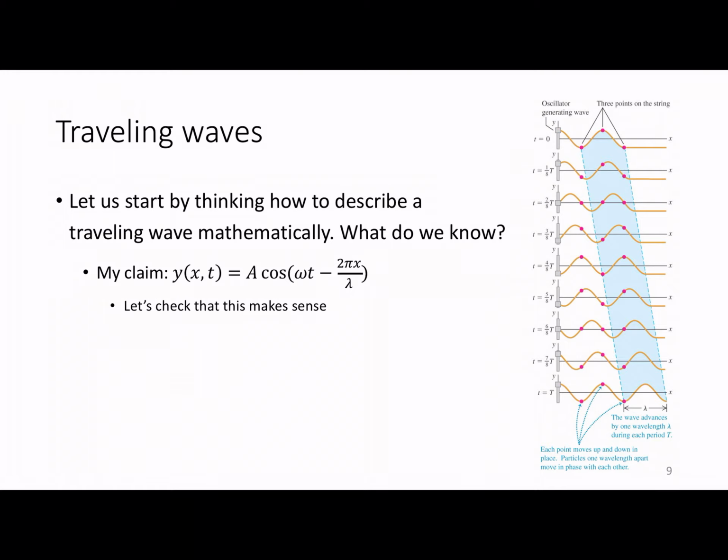The way we're going to satisfy all three of these rules is with the following equation: y is equal to A cosine of omega t minus 2 pi x divided by lambda. If you want to, you could add an arbitrary phase to this. We're going to set the phase equal to 0 for most of the work, just to make our lives a little bit easier. Okay, so let's quickly check that this works.